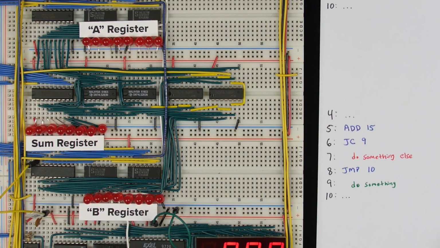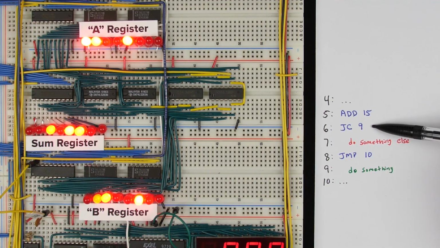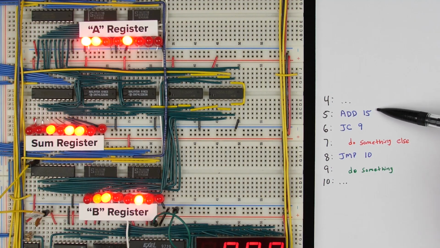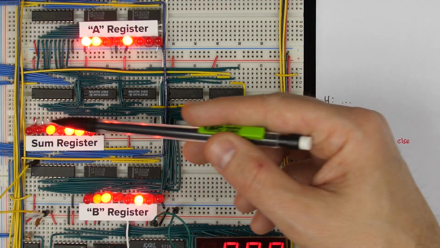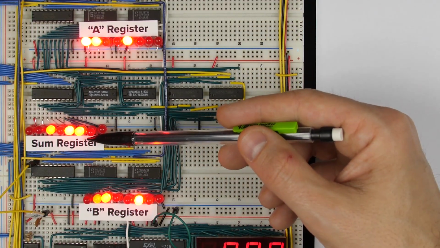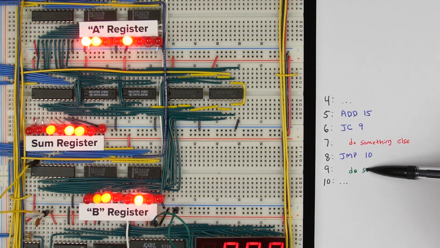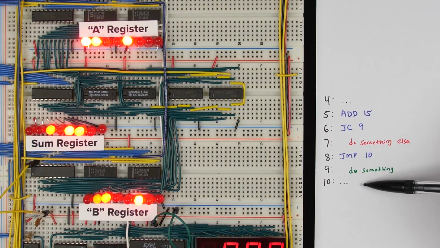Jump on carry means that if the result of a computation, for example, adding two numbers, can't be represented with just 8 bits, then jump to a particular address. Otherwise, continue executing the program. So if the answer to this addition works out to be more than 255, like in this case here, I think this is 200 plus 100, the result, 300, can't be represented with just 8 bits, so jump to address 9 and do something down here. Otherwise, continue to address 7 and do something else, and then skip address 9.